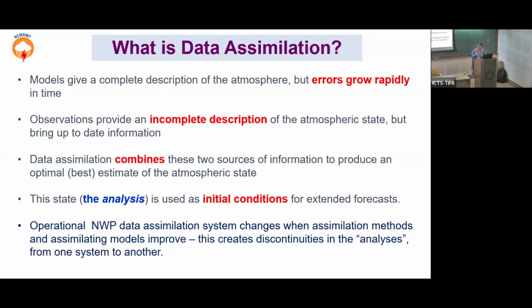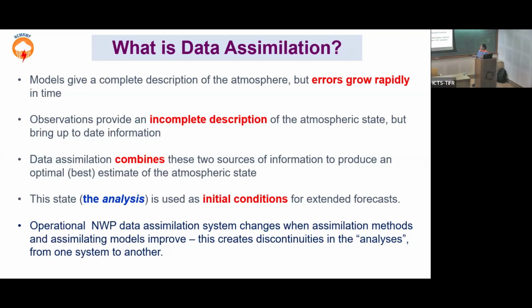So if you see, the model resolution is changing and the assimilation system is changing. That is what happens in the operational environment. We are not using a fixed system throughout the period, because whenever there is an update, whenever we require a higher grid resolution or a better data assimilation technique, we change it. So the data assimilation system changes when the assimilation method and assimilating models improve.